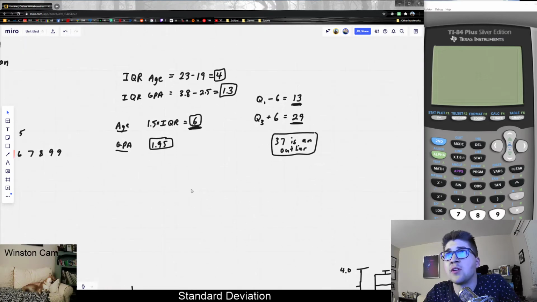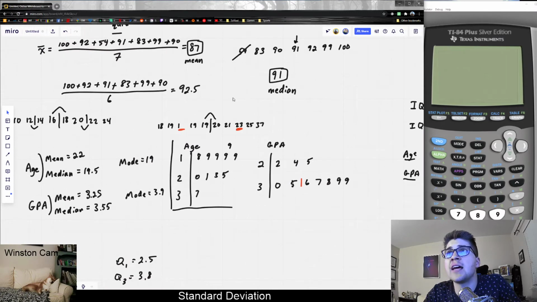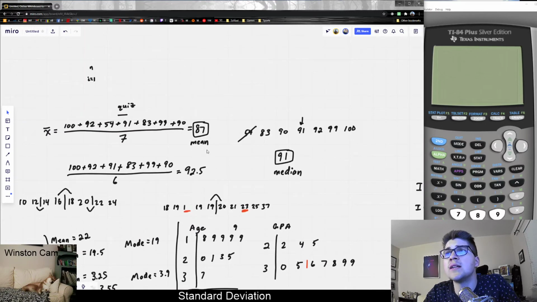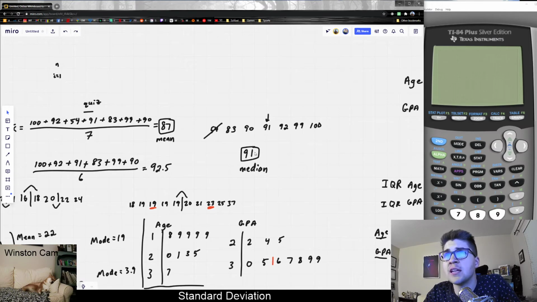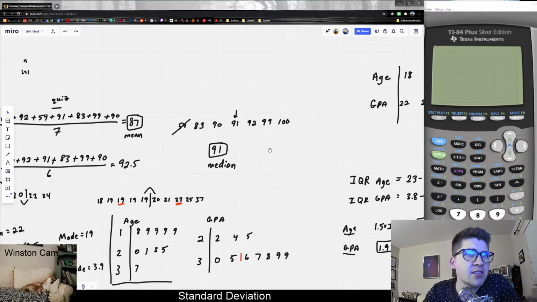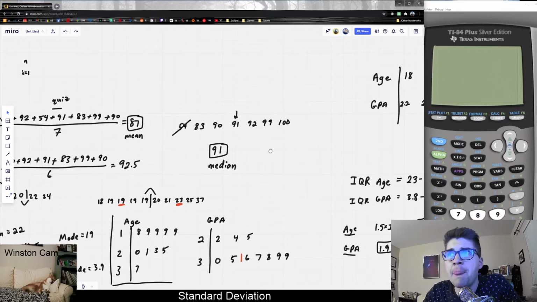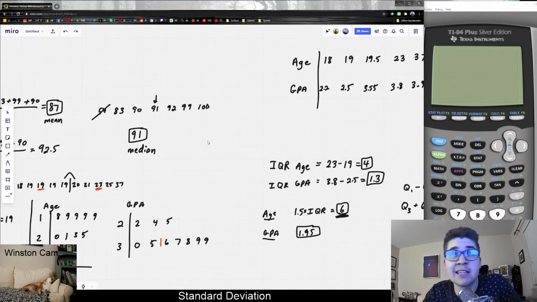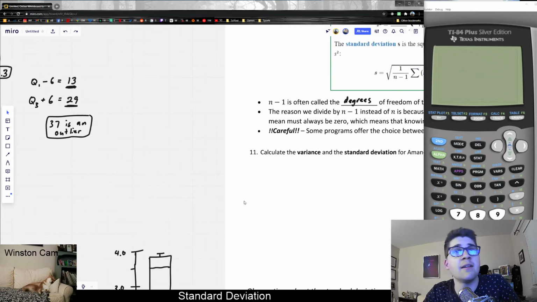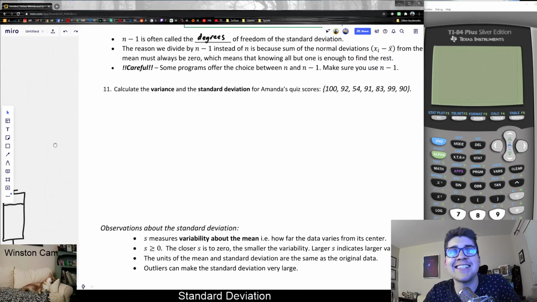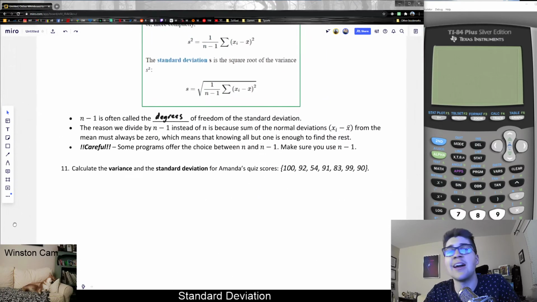Actually, I think that's just right over here. We can go back and reference what she had. Her mean quiz score was an 87 average. Her median score was 91. And so on. So let's go ahead and calculate the standard deviation and the variance, and then we'll try to figure out what this is telling us, because it is not a simple calculation.